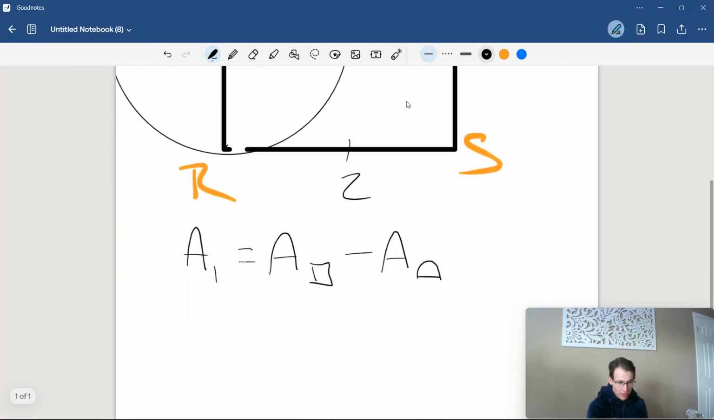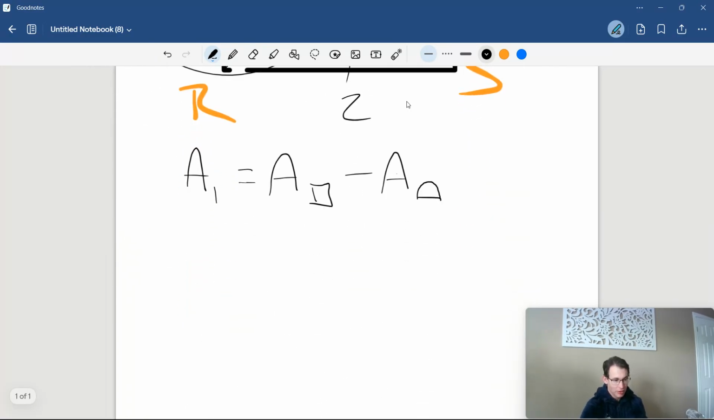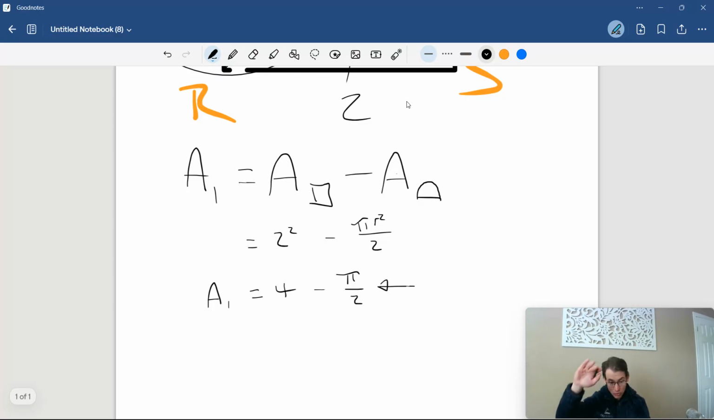All right, and now we just have to work that bit. Zoom in a little bit so I don't have to write so huge. Area of the square is just 2 squared, and then area of the circle is pi r squared, but it's on 2 because it's a semicircle. And so that gives us 4 minus, the r is 1, so r squared is 1, so 4 minus pi on 2 is our area 1. Okay, so that's the area of the red where point P makes an acute angle.